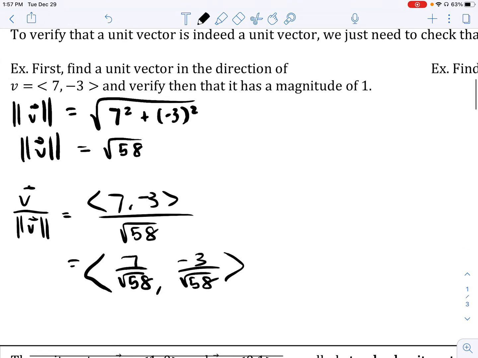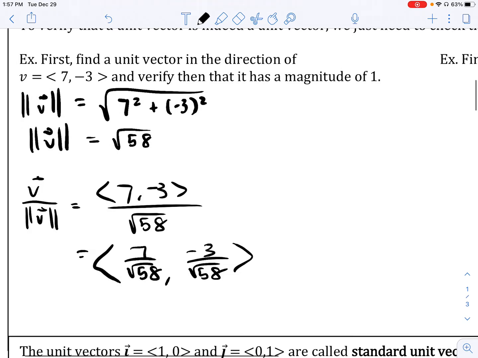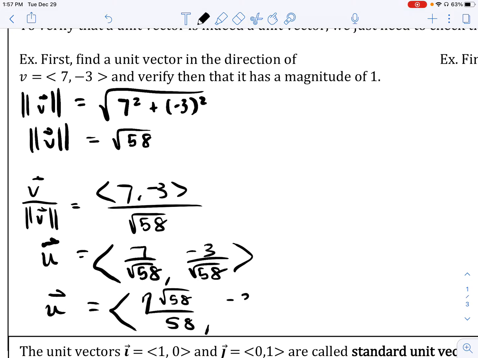So here is our unit vector, and I'm going to call this unit vector u, just to indicate that it's our unit vector. This is a different vector. This is a vector that is going in the same direction as vector ⟨7, -3⟩, as vector v, but this vector simply has a magnitude of 1. We should be writing all of our vectors in simplified form. In other words, we should be rationalizing these. So this is 7 root 58 over 58, and then this would be -3 root 58 over 58.